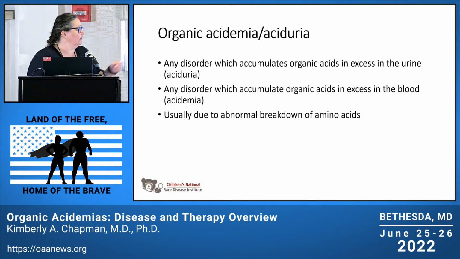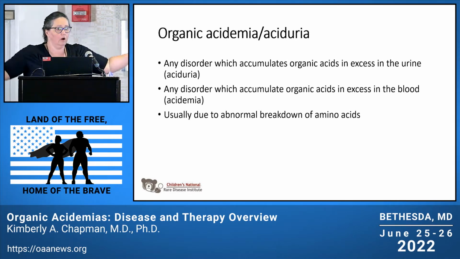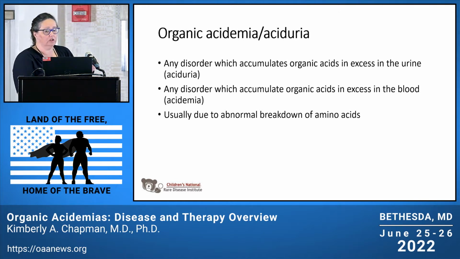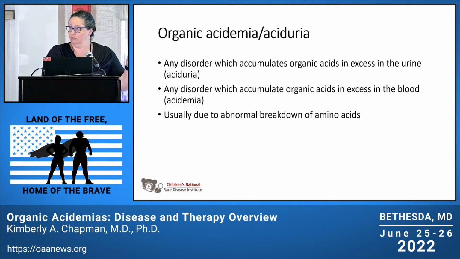Now, everybody says, what's the difference between an organic acidemia and an organic aciduria, right? Oleg and Chuck and I and Arini and all the providers use those names interchangeably often, or we'll use one thing specific versus the other. What's the difference? So an aciduria is any disorder which accumulates organic acids in excess in the urine. That's it. And acidemia is any disorder which accumulates organic acids in excess in the blood. And ironically, most acidurias are acidemias as well.